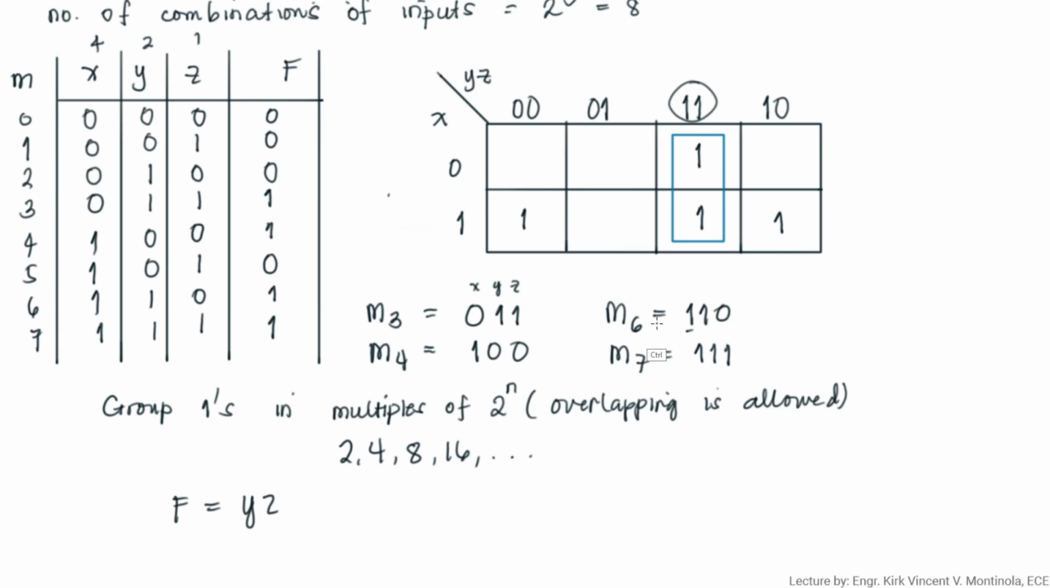Okay. And then we can also group this one. Okay. You can do this one. It's overlapping. But you will be having a single one. So we can write, actually that is 2 to the 0 is 1. So we can actually group one by one. Okay, so we will not do that.